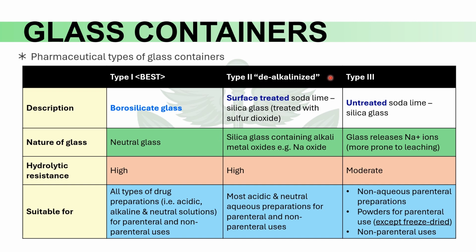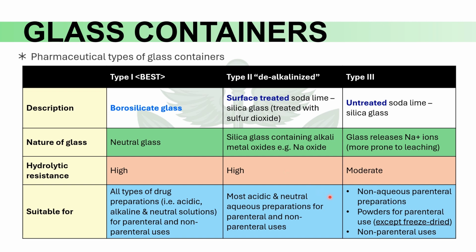Type 2 glass containers are made of soda-lime silica glass. They are also known as dealkalinized glass, as their inner layer is treated with sulfur dioxide, which reacts with other oxides found on the glass surface to form products that can easily be washed off the container before placing the parenteral product inside it. In this way, treatment with sulfur dioxide increases the hydrolytic resistance and therefore decreases the chances of leaching from happening.